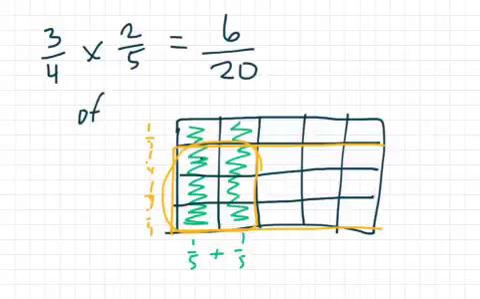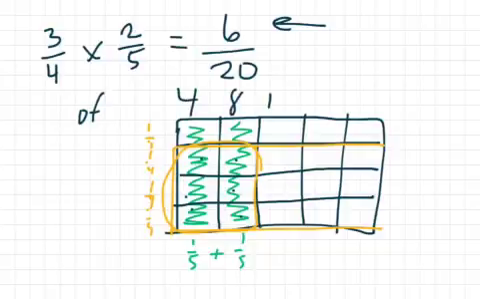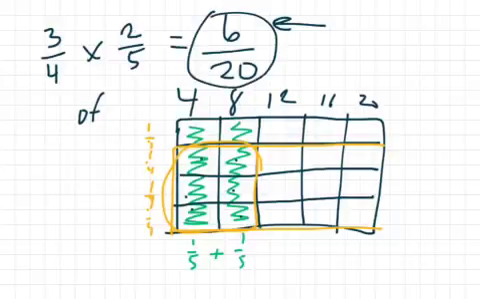And my answer, let's see how many I circled. I circled 1, 2, 3, 4, 5, 6. So there's my 6 right there. And out of how many pieces total? Well, let's see, there's 4, 8, 12, 16, 20 pieces. So 3/4 of 2/5 is 6/20. And again, we could just multiply straight across. But there's some visual models there and even equivalent fractions. You're all going to get the same answer.